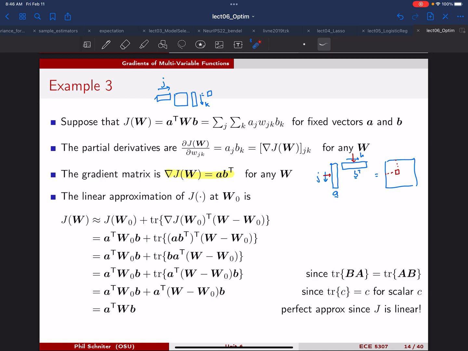Now, one thing interesting about this gradient is it does not even depend on W. The gradient is the same wherever you are. So, yeah, it's a constant.